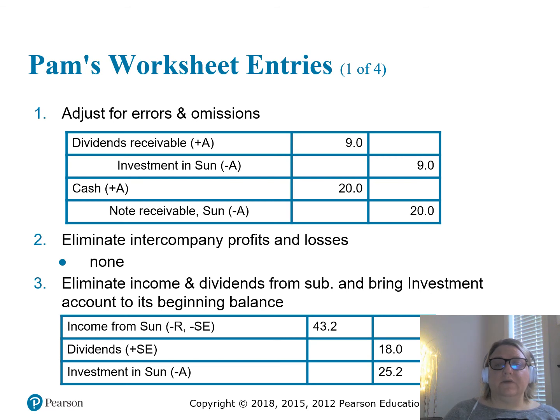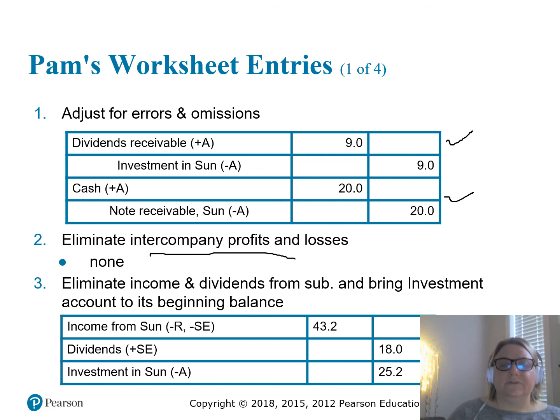Okay, so we're going to do some adjustment. We haven't had a chance to do adjustment for errors and omissions. We had a dividends receivable that hadn't been put in, so we get that in there right there. We're going to fix the cash account. All right, there's no intercompany profits or losses. Yay. I wasn't sure if this dividend was an intercompany, but it looks like it was just an error omission, so that's good news. And then we're going to break down the income from Sun. Remember, this was the 90% share from the previous page and the 90% of dividends. And then this is going to be a plug.